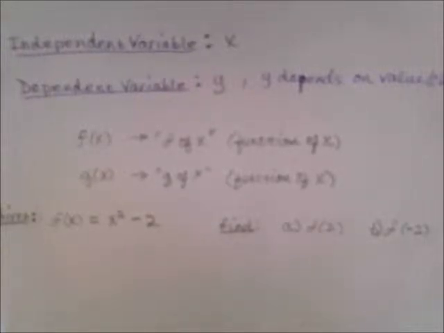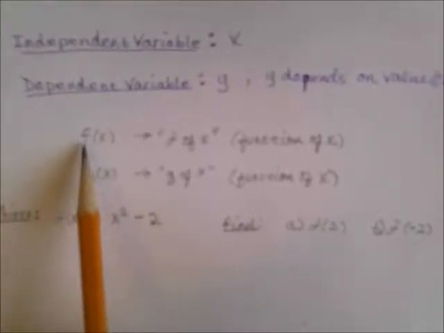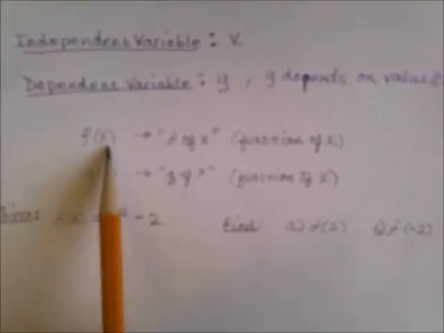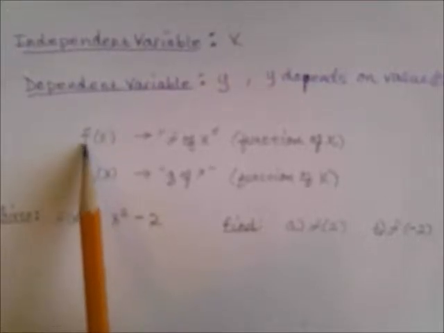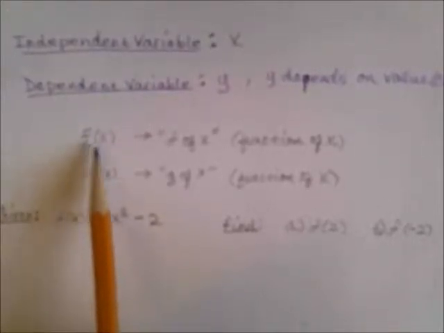We say x is the independent variable and y is the dependent variable because y depends on the value that you choose for x. Whatever x is, y is going to change. Okay, now when we see this notation here, function notation, this is read as the function of x, so it's read as f of x.